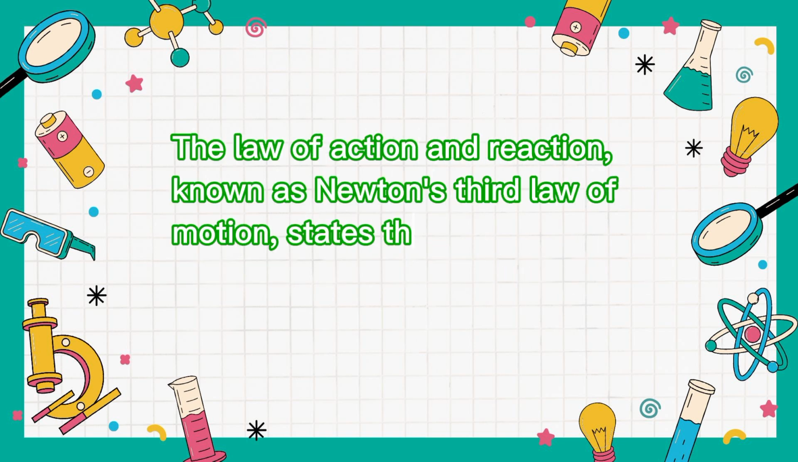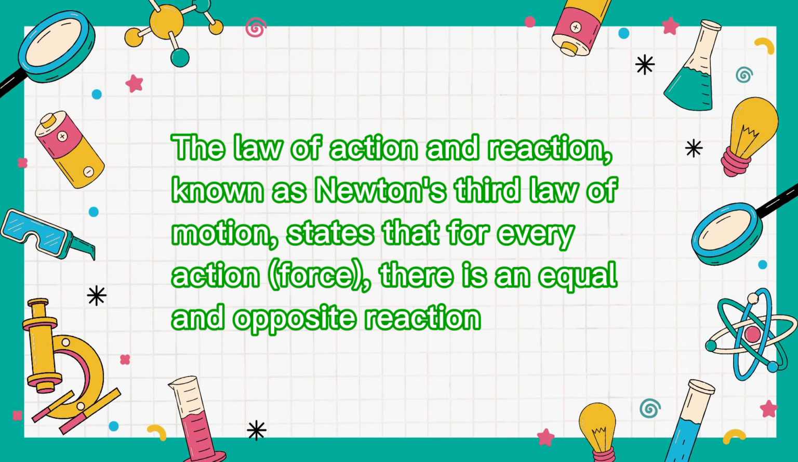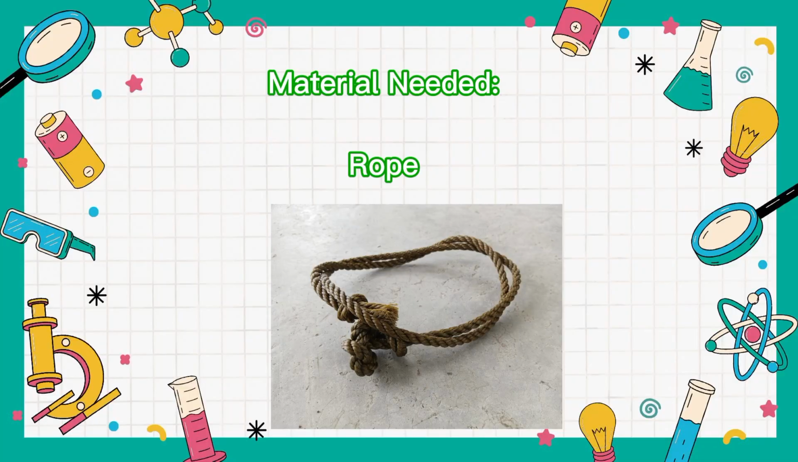The law of action and reaction, known as Newton's third law of motion, states that for every action or force, there is an equal and opposite reaction. For this experiment, we only need a rope and two persons to show the law of action and reaction.